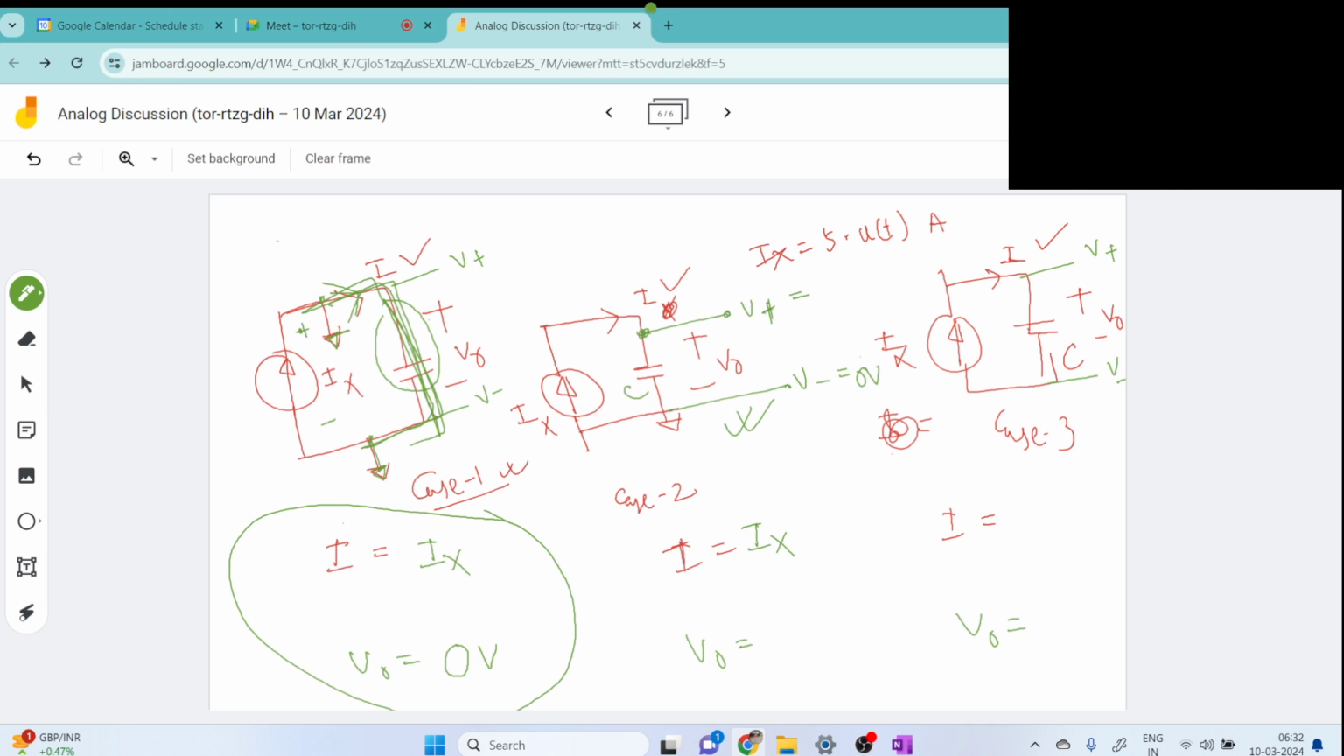Then what would be the voltage at this V plus node? It will be nothing but Ix by C into t. Basically the capacitor is integrating the current.